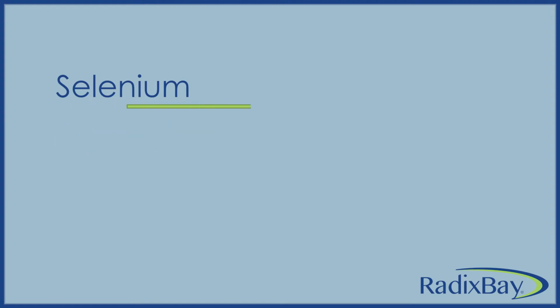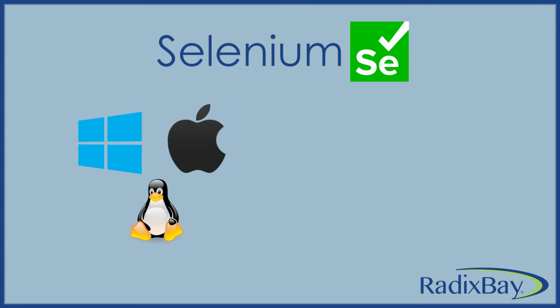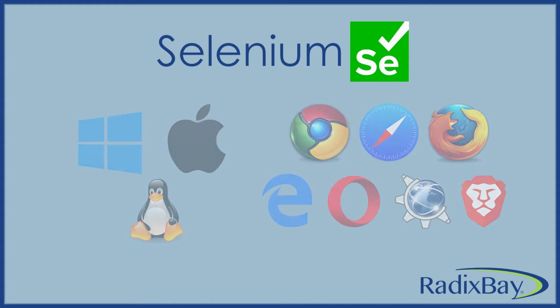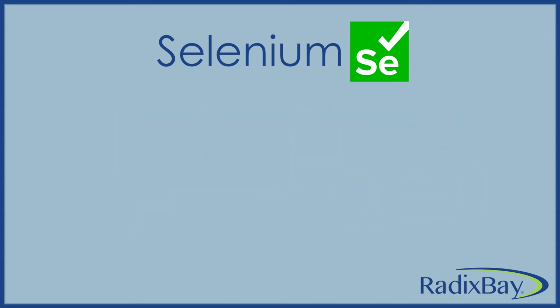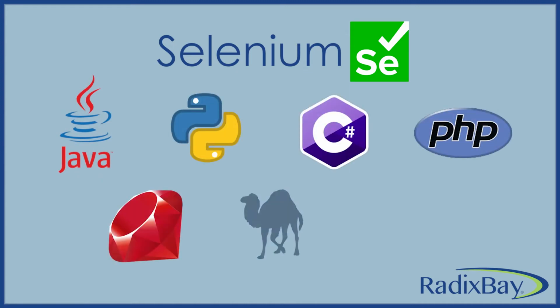Selenium is a free, open-source automated testing framework used to validate web applications across different browsers and platforms. Selenium operates on Windows, Mac, and Linux, and tests can be carried out using virtually any browser. Selenium test scripts can be written in a variety of programming languages as well. These include Java, Python, C#, PHP, Ruby, Perl, and .NET.